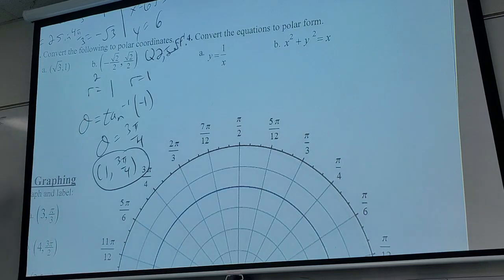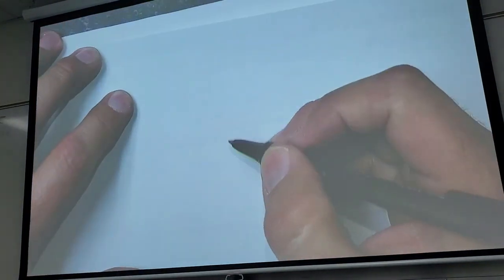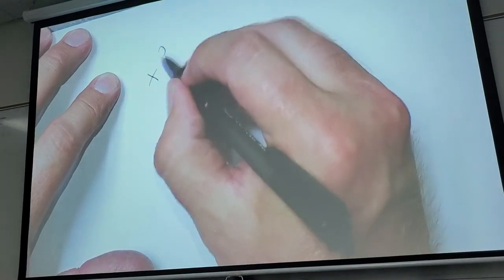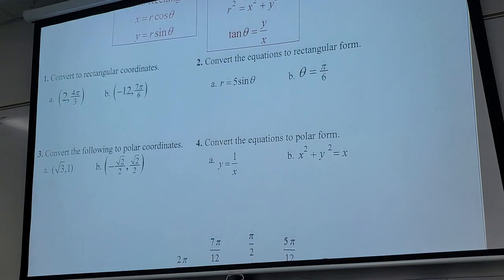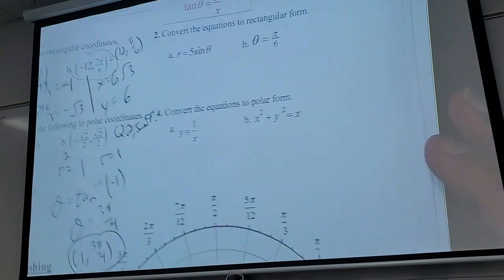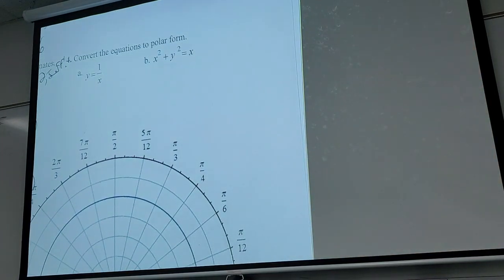So let's try out the funkier stuff. Let me do a simpler problem with you real quick. If I had x squared plus y squared equals 5x, is that one problem I have? Sort of. I've already got that problem, Jeff. All right, let's do this one first. x squared plus y squared equals x. I want to convert that to polar form.